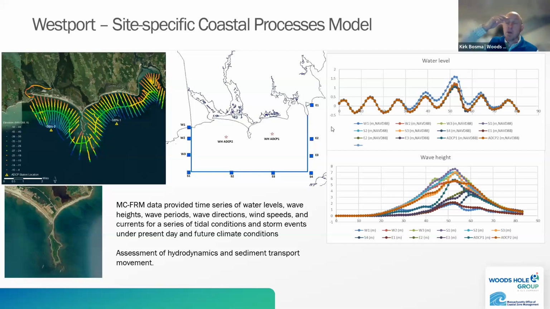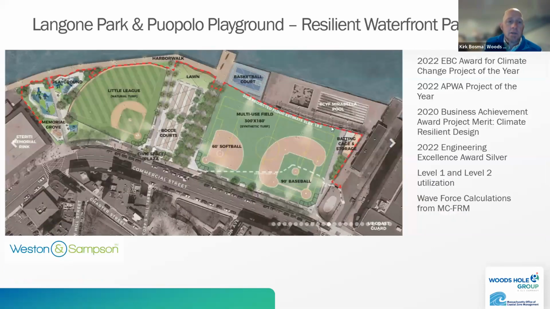I showed you the Marion Wareham Bridge crossing where we did a sub-model of hydrodynamics. This is looking at hydrodynamics and sediment transport. And so you can pull individual storm events. I think we provided somewhere on the order of 20 to 30 events through the various climate scenarios over time, and provided information at the boundaries of their models to then assess what was going on in this particular location.